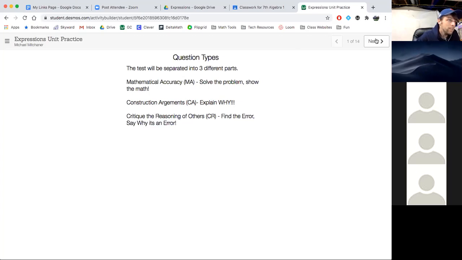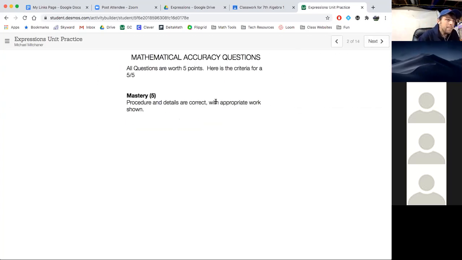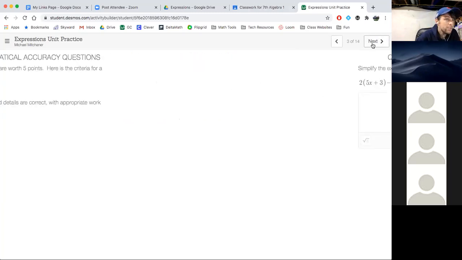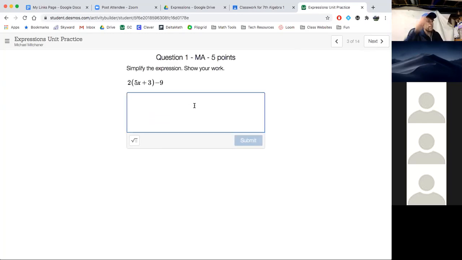I'm going to click next. Math accuracy points, they're all worth 5. This is what it says for 5. So to get a full 5, you need to have the whole procedure showing your work and all the details are correct. If you don't have all your work shown, or at least enough work shown and the correct answer, you won't be able to get a 5. So make sure you're doing that, and I'll say what that looks like.